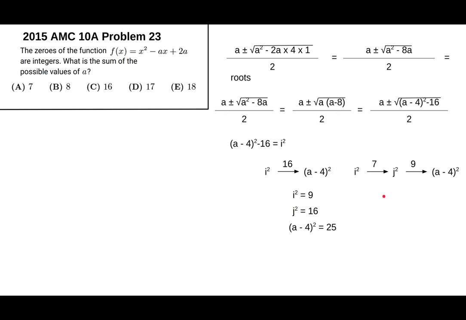So this holds true. Now if (a minus 4) squared is equal to 25, then a minus 4 is equal to plus or minus 5. So a minus 4 could be 5, or it could be negative 5. That means a is equal to 9, or a is equal to negative 1. These are just two possible values of a.